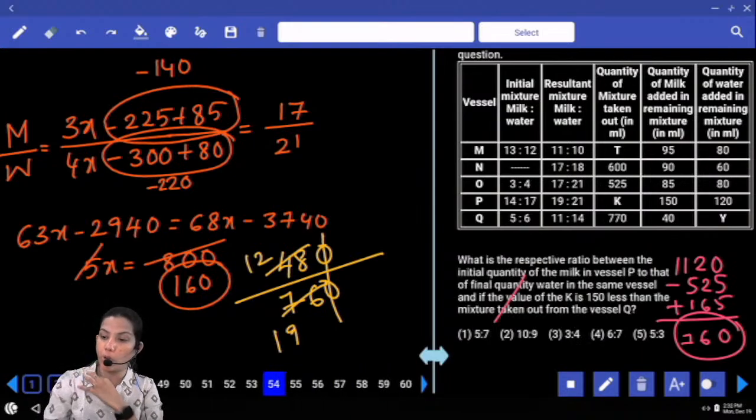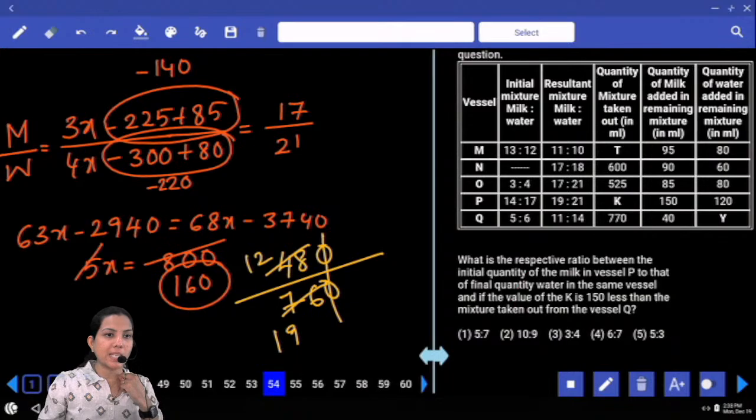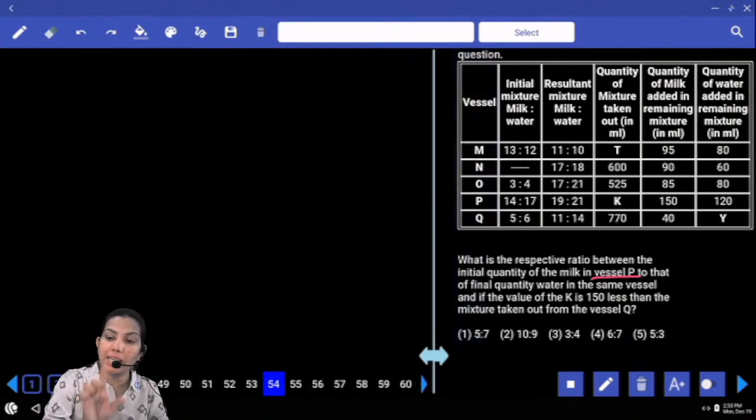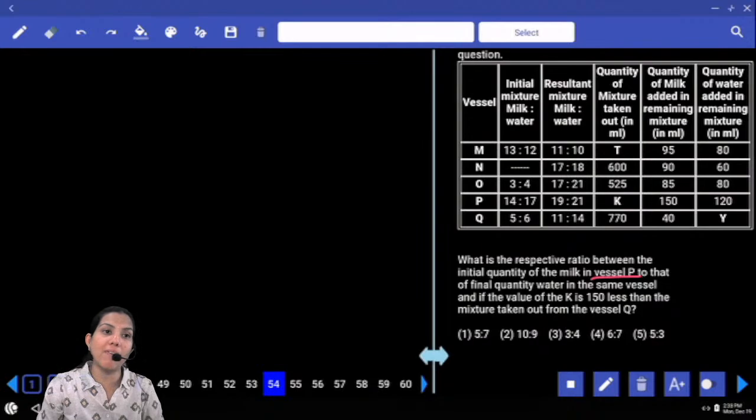నెక్స్ట్ క్వశ్చన్ నెంబర్ 54. సేమ్ అలానే ఇప్పుడు మనం చేస్తున్నాం కదా ఆ మోడల్ అనమాట. వాట్ ఈస్ ద రెస్పెక్టివ్ రేషియో బిట్వీన్ ద ఇనీషియల్ క్వాంటిటీ ఆఫ్ మిల్క్ ఇన్ వెసల్ P టు ద ఫైనల్ క్వాంటిటీ ఆఫ్ వాటర్ ఇన్ ద సేమ్ వెసల్? And if the value of Q, ఇది ఎవరి గురించి మాట్లాడుతున్నాం మనం? Vessel P. Vessel P, there is a variable K. That K is 150 less than the mixture taken out from the vessel Q. What is mixture taken out from the vessel Q? 770. Compared to 770, K value is how much less? 150 less. Then what is the value of K?